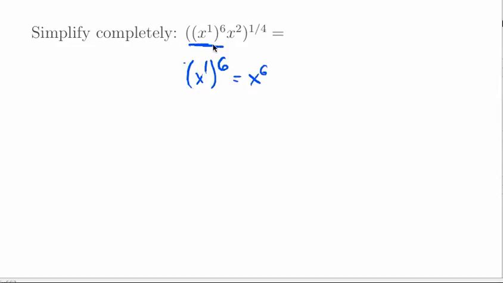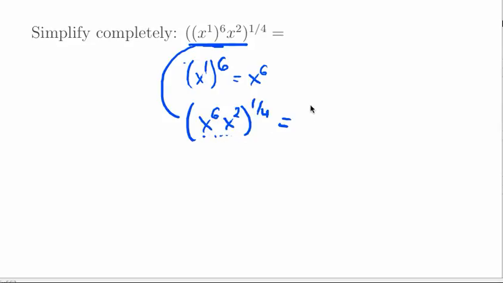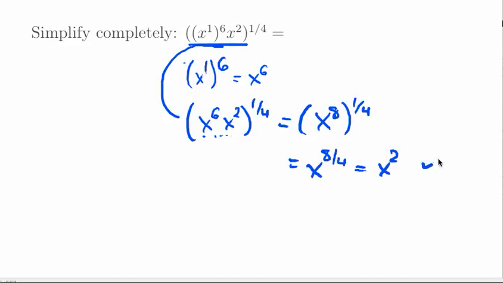And so now on the inside of the parentheses, I have x to the sixth times x to the 2, all to the 1/4. Okay, now I can start working some more. On the inside of the parentheses, I have same base, different exponents, so I'm going to add those together. That's x to the 8th. And once again, I have two exponents in a row, so I'm going to multiply the exponents. So it's x to the 8 times a fourth, 8/4, which is of course the same thing as x squared. Okay, and that's the end of that problem.